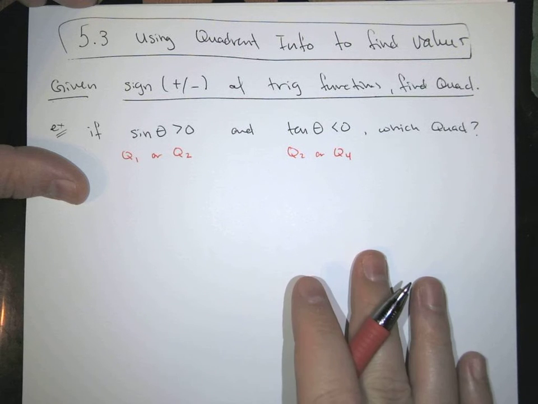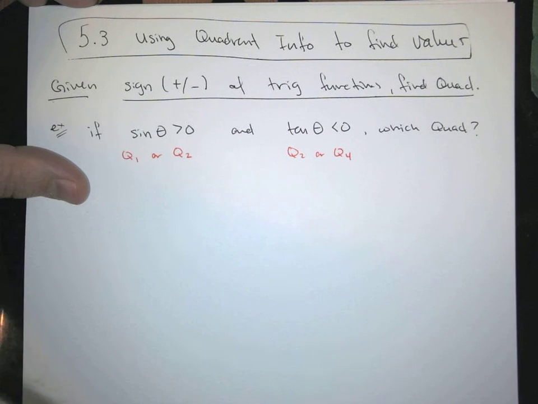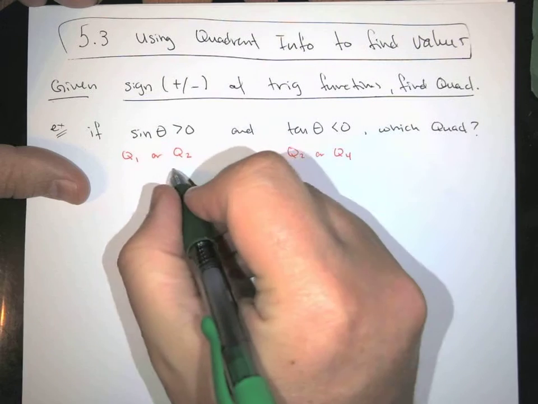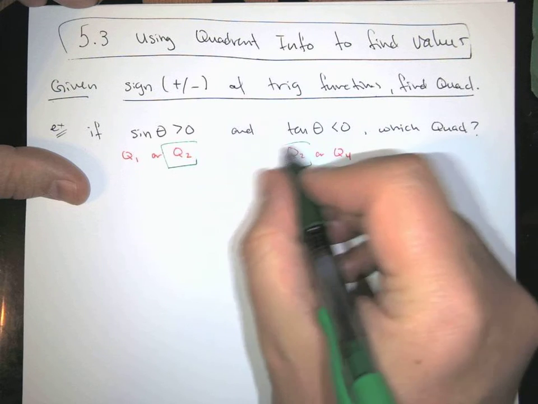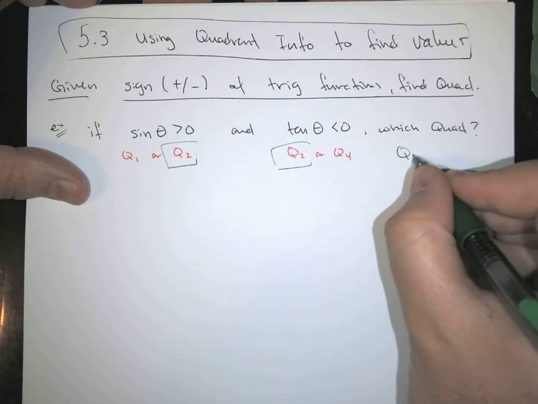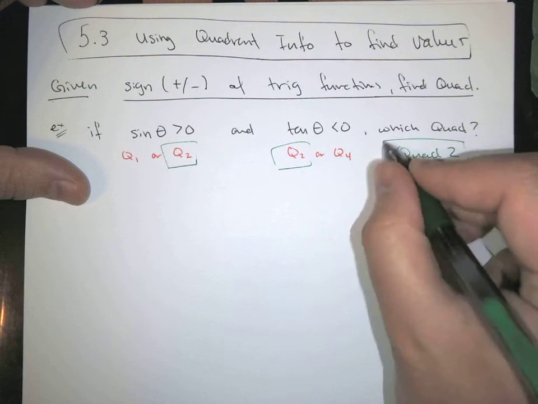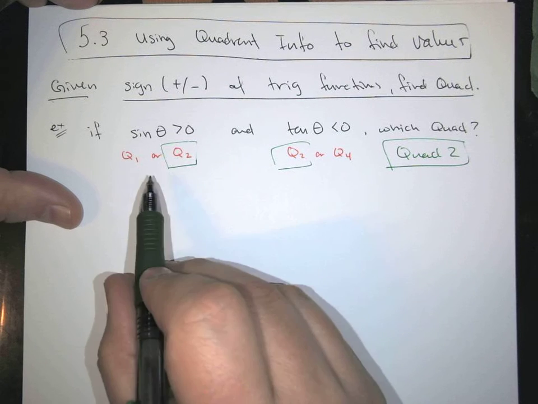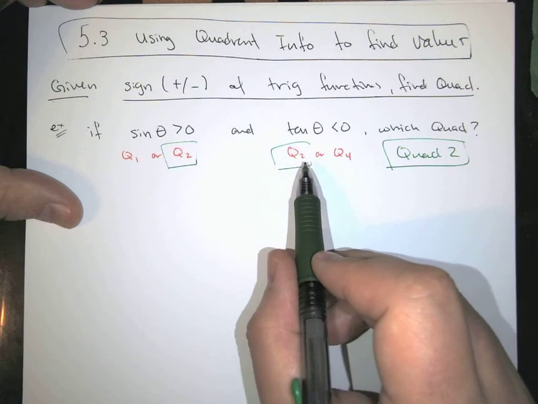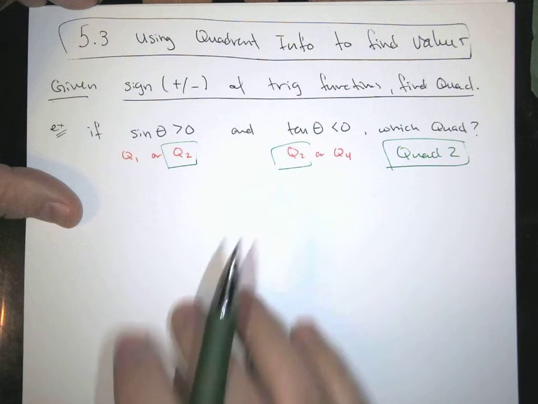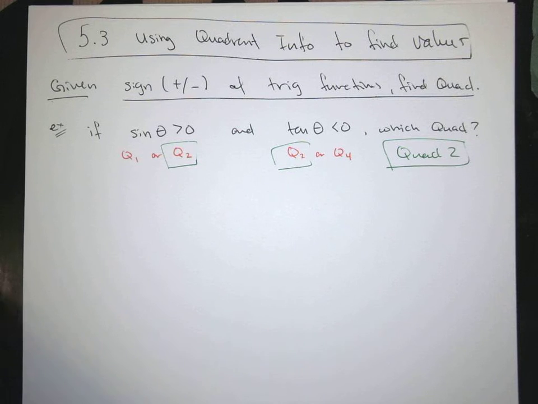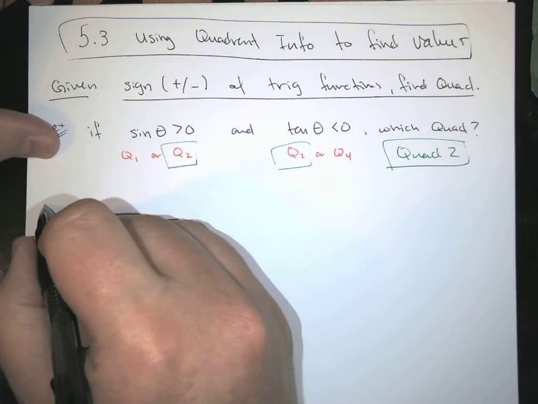So what's the only place where both of these things happen? We're making almost like a little Venn diagram, this little logic puzzle. So I must be in quadrant 2, because the only place where sine will be positive and tangent will be negative, where both of those things are happening, is that second quadrant. Let me give you another one.